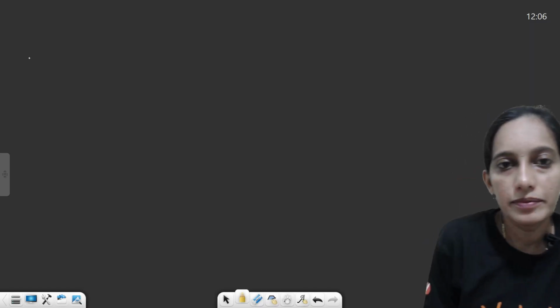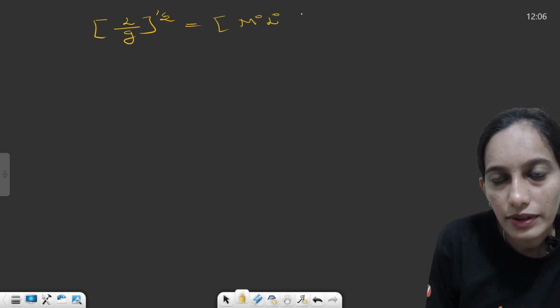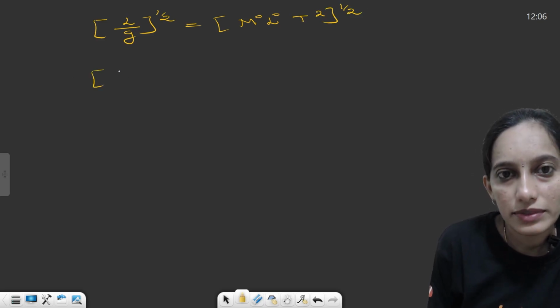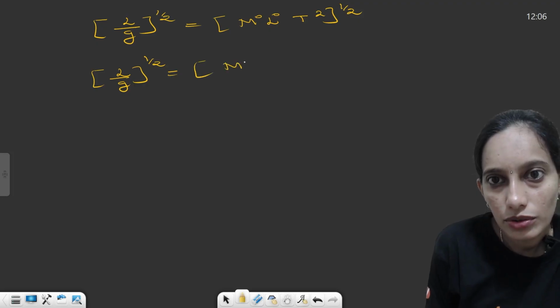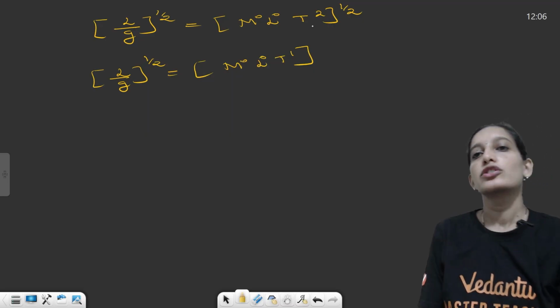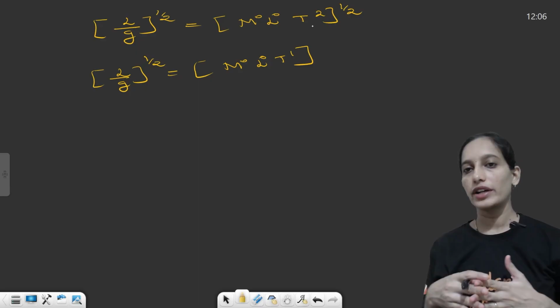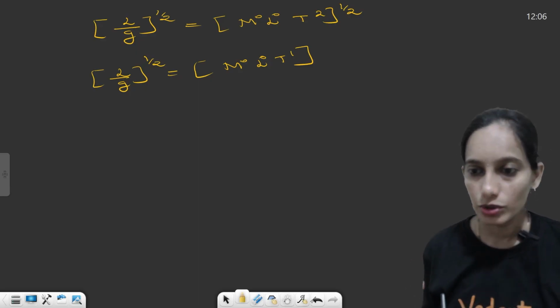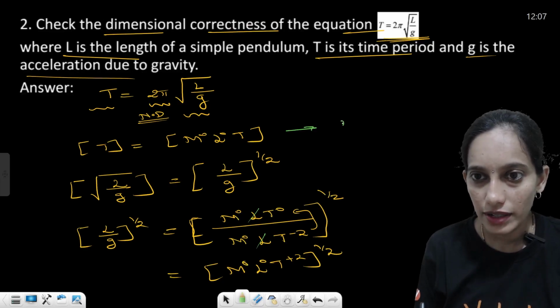So what we have is L by G raised to power half is equal to M^0 L^0 T^2 raised to power half, or L by G raised to power half is equal to M^0 L^0 T^1. So T squared raised to power half, it is nothing but T to the power 1. It is T squared under root, which is nothing but T to the power 1. Now if you just observe, you can also call this equation 1 if you want.